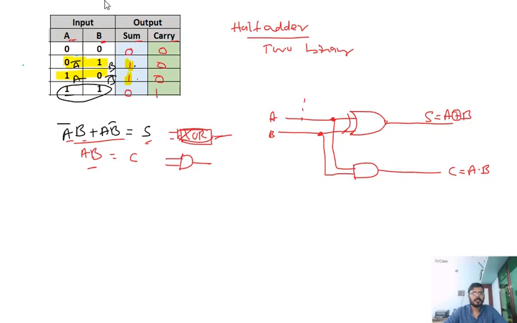Now these two gates I have put inside a box. So the device inside the box will work as a half adder.